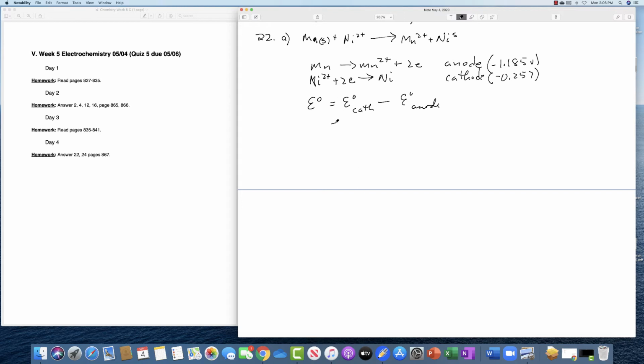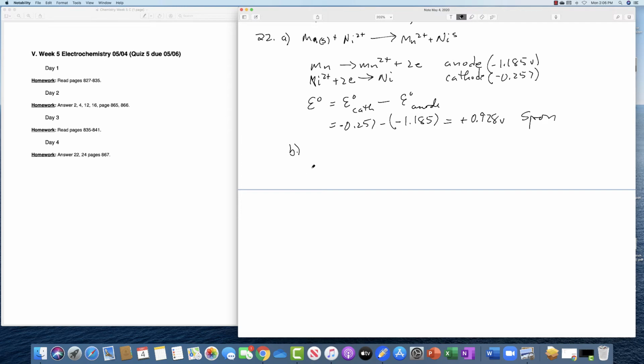And so if we put the numbers in here, we have the cathode, which is minus 0.257, minus a minus 1.185. If you do the math here, you get positive 0.928 volts. And a positive E0 means a spontaneous reaction.